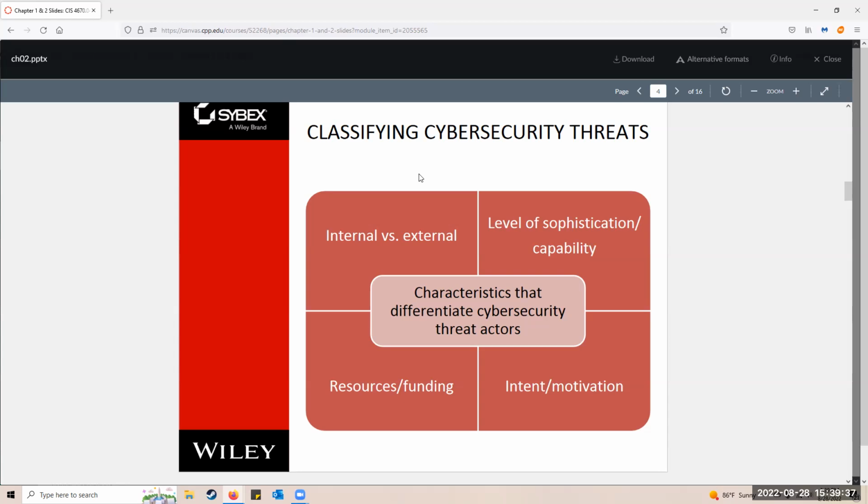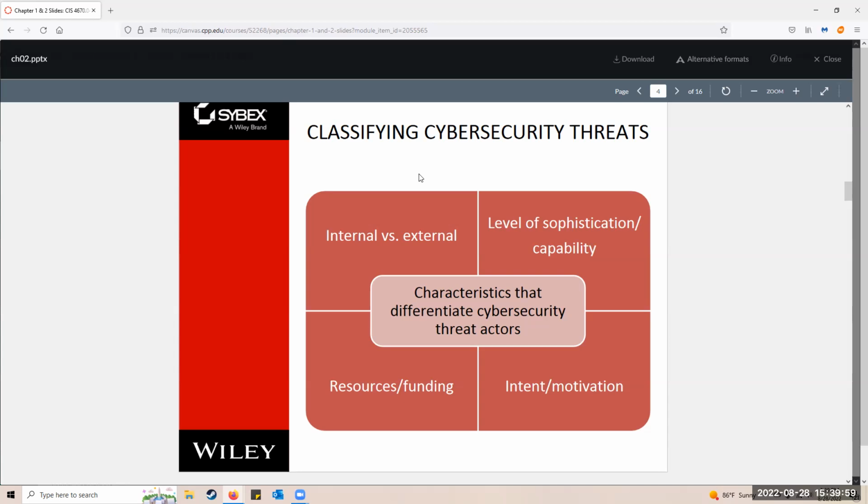So most cyber criminals, it's really easy. Their motivation is money. They want to get paid. They don't care what they do. They don't care if you're down or up or sideways. They just want to get paid. The other characteristics that differentiate cybersecurity threat actors come in one of these 4 categories.